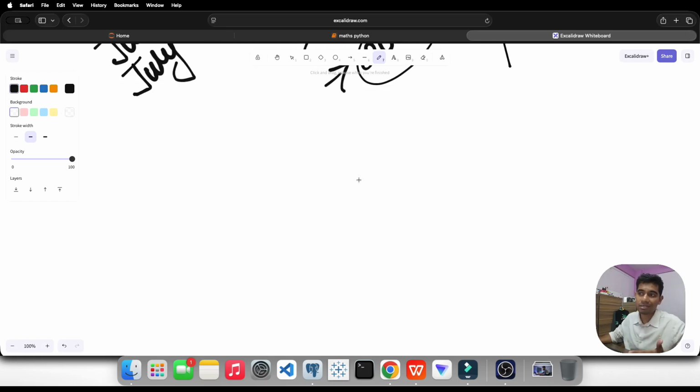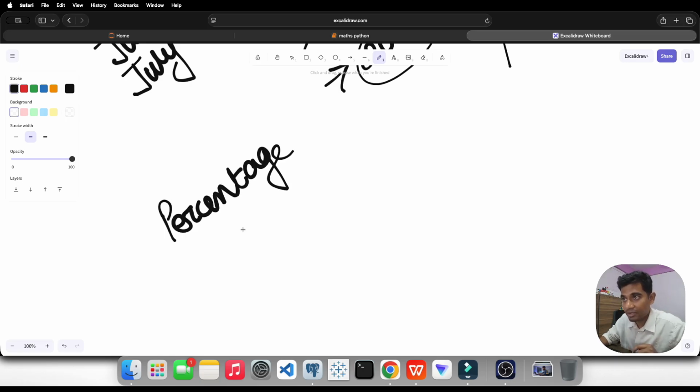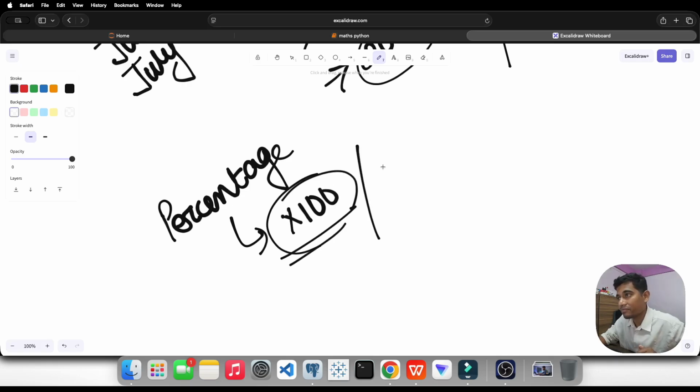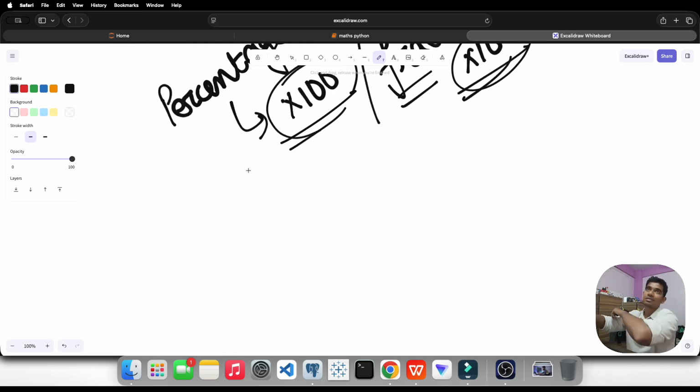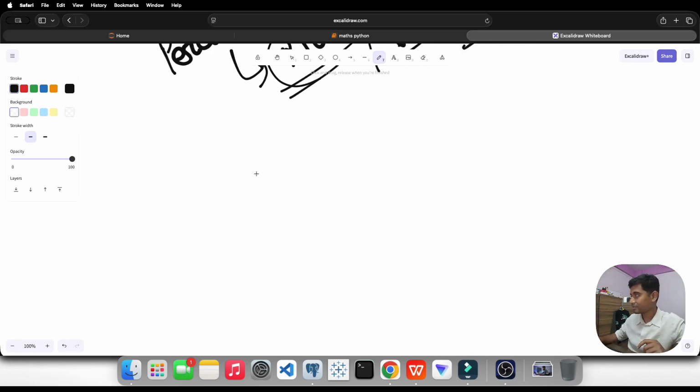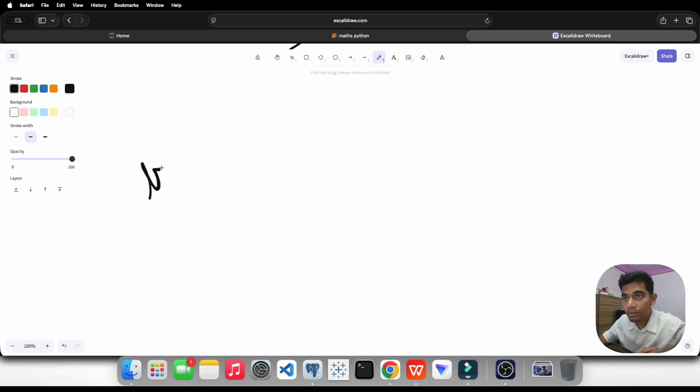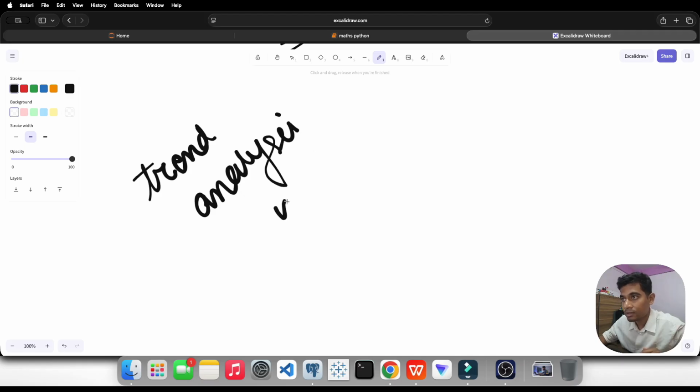But how to do this in percentage way? Okay, percentage way. No doubt percentage way means what? Multiplication by 100. If some fraction is multiplied by 100, then what I have told, it is related to percentage. But what if I told you I want to see the trend analysis in percentage way? Okay, let me just do it. Trend analysis in percentage way. So what's the formula about it, right?